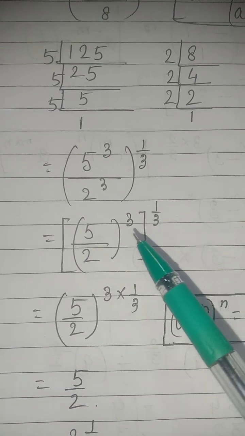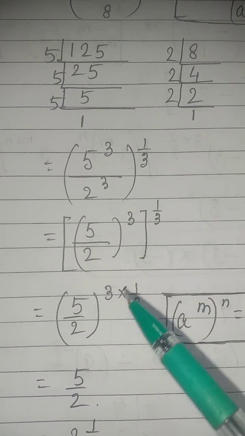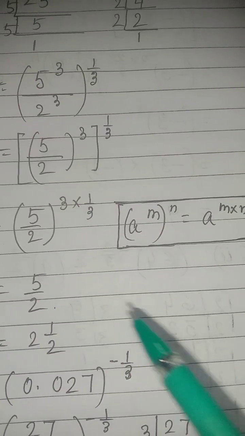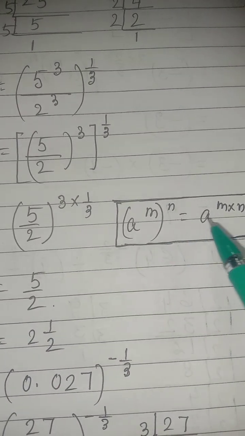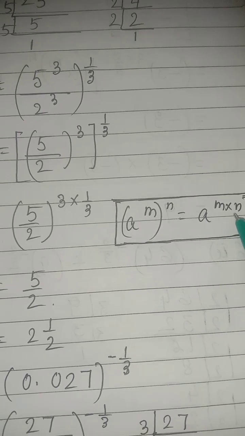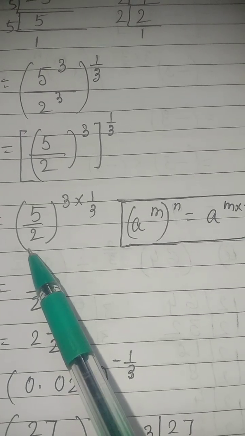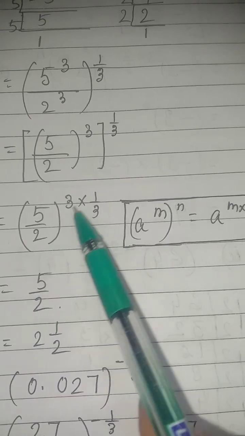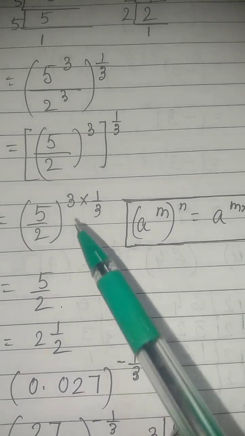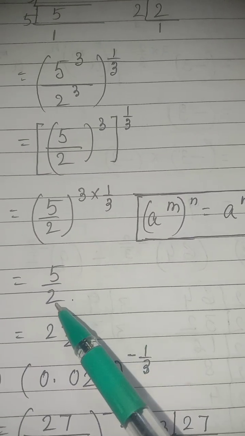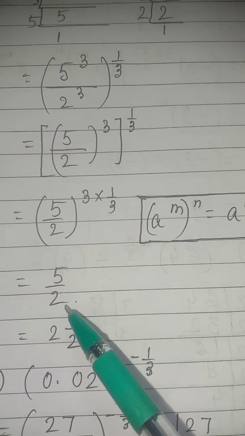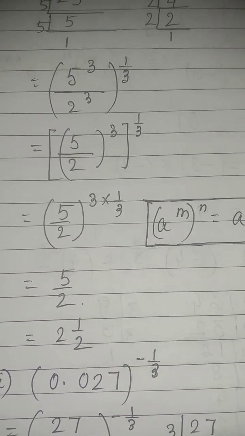Now this 3 and this 3 can be multiplied. Why? Because of the same law: a to the power m whole to the power n is equal to a to the power m into n. So it's 5 by 2 to the power 3 into 1 by 3. So this 3 and 3 will be cancelled. So it's 5 by 2. Again the answer is an improper fraction, so convert it into a mixed fraction.